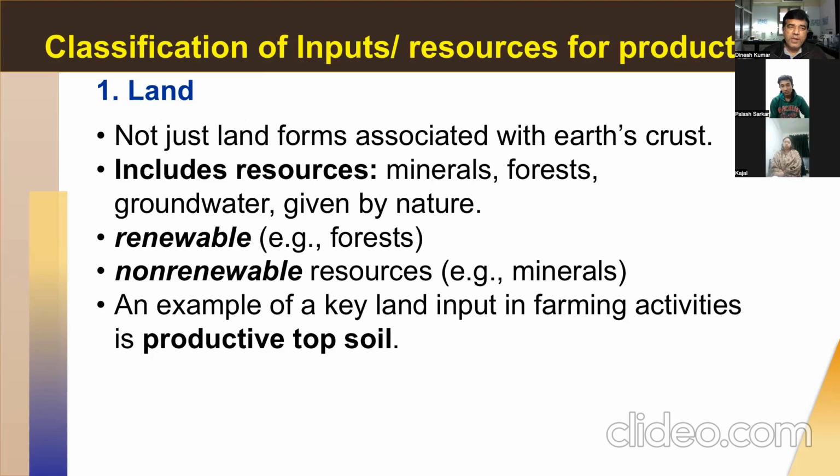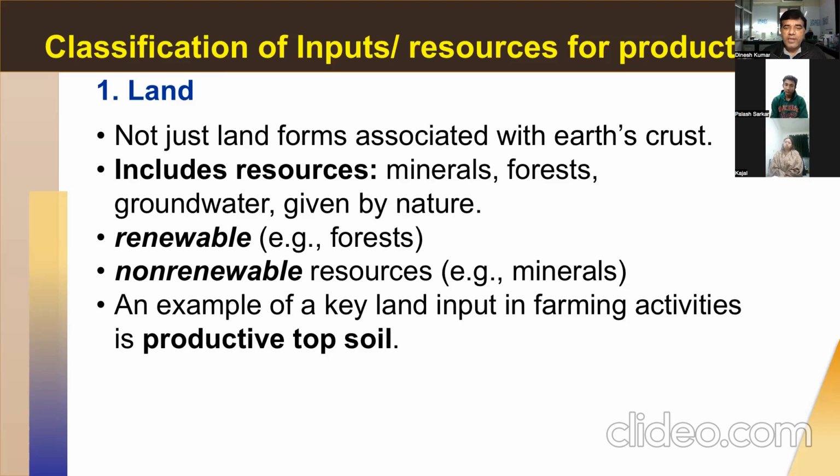Any resources given by nature are part of the land, even the air in the atmosphere. There may be two kinds of resources. One is renewable, like your forest, or sunlight. Sunlight is a renewable resource. And some are non-renewable resources, like minerals and petroleum products. Once consumed, they are gone forever.